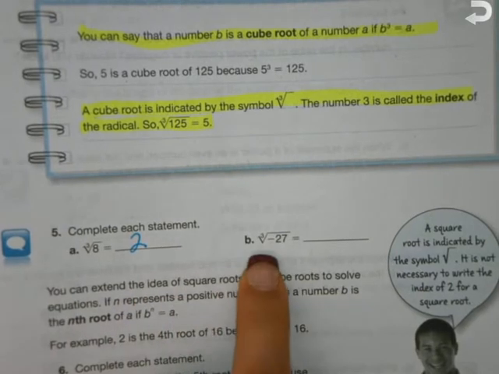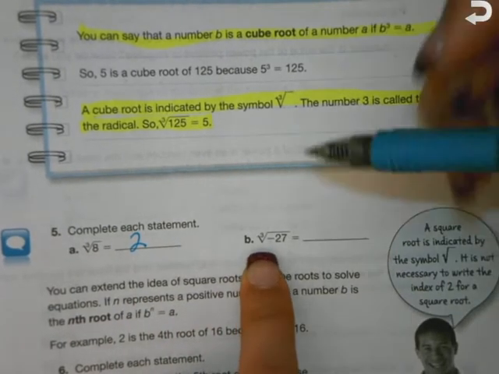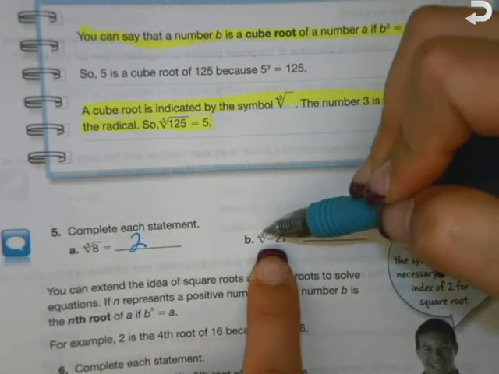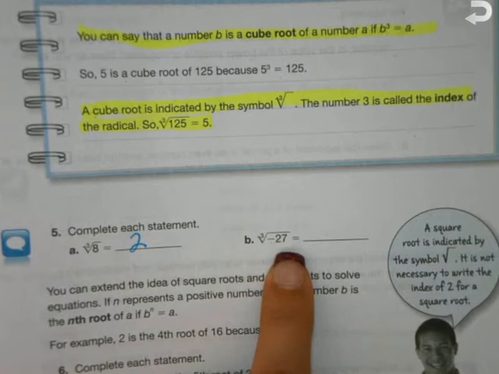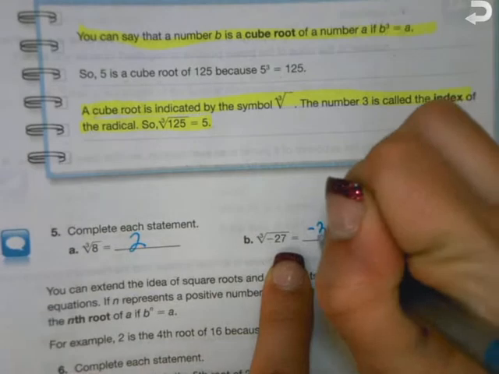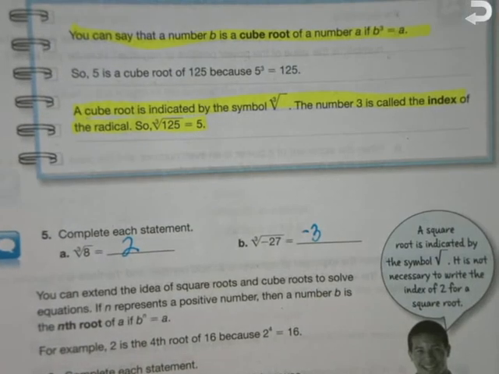Part B is a little tricky, and even my high schoolers have trouble with this. So let's see how well you guys do. I'm looking for the cube root of negative 27. What times itself 3 times would give me negative 27? Negative 3. You guys, the high schoolers can't get that. No, they don't like the negative on the inside, that's why.